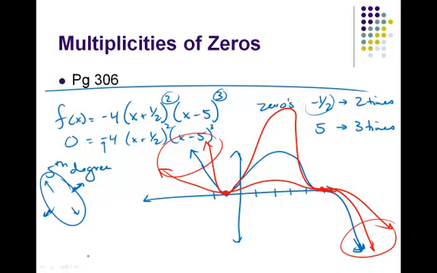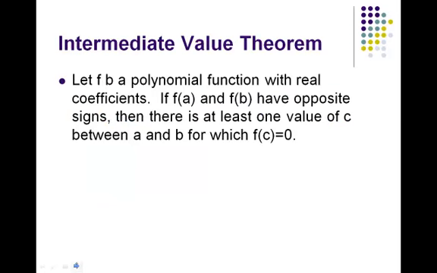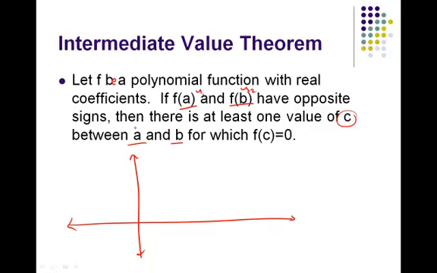But we do have enough information to get us a pretty good graph here. A few other things that will help us out. One is the intermediate value theorem. Let f be a polynomial function with real coefficients. If f of a and f of b, and remember these are y values, y sub 1 and y sub 2, have opposite signs, one positive, one negative, then there is at least one value of c between a and b, these are my x's, for which f of c equals 0.